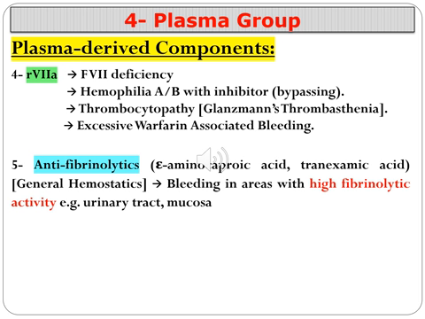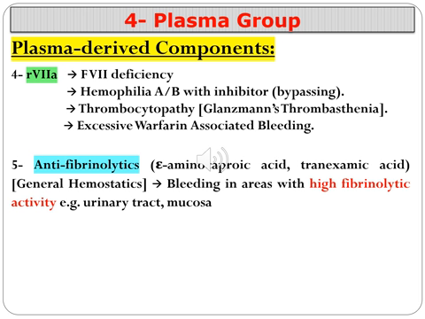Next is the recombinant factor 7 activated, which is a concentrate used in many conditions like factor 7 deficiency, which is a coagulation factor responsible for the extrinsic pathway of coagulation. It can be used also in hemophilia A and B with inhibitors, similar to FEIBA described in the previous slide, by bypassing the presence of factor inhibitors. Also, recombinant factor 7 can be used in case of thrombocytopathy, namely a condition called Glanzmann thrombasthenia, which causes defective platelet functions. Recombinant factor 7 can be also used in excessive warfarin-associated bleeding.